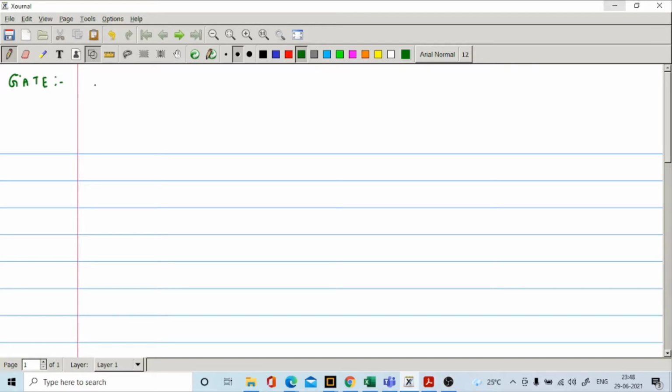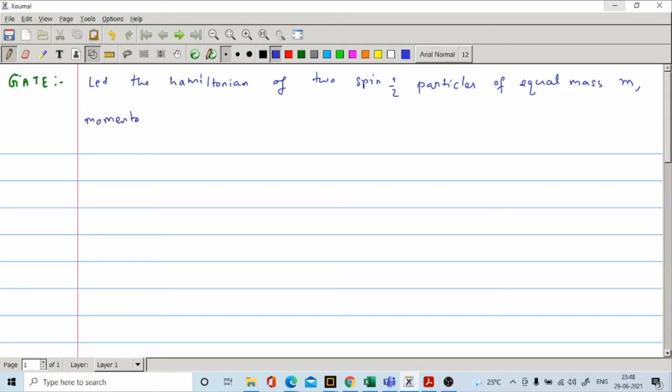The question is that we're given the Hamiltonian of two spin-half particles, and these particles are of equal mass, let's say m, and they have momenta p1 vector and p2 vector, and their positions r1 and r2.